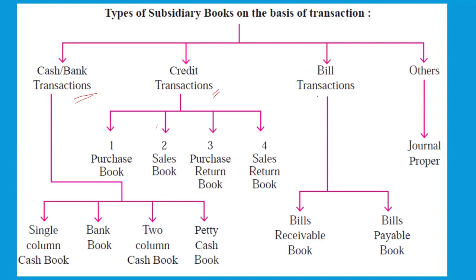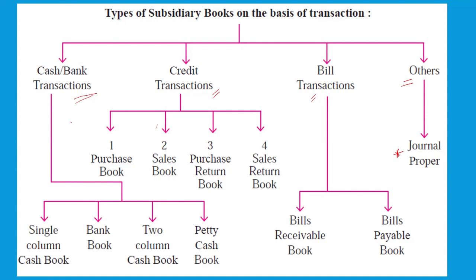Then there are bill transactions. What are bills? Bills of exchange, as we call them. It's related to debtors and creditors. If a bill of exchange is drawn, then you will have the bills receivable book and the bills payable book. And if the transaction is not included anywhere else, it goes to the others part, and it is recorded in what we call the journal proper.